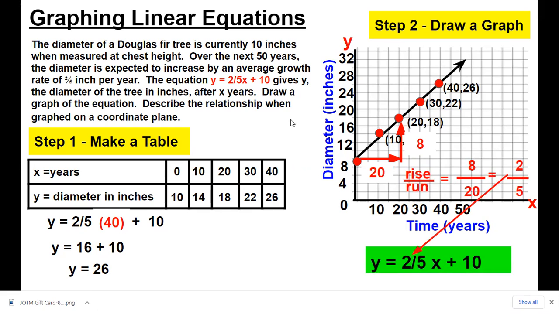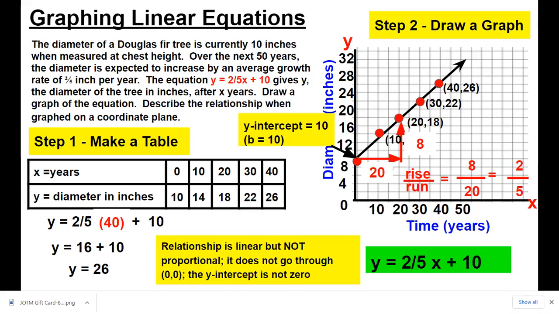Notice where the 2/5 comes from. And the y-intercept is equal to 10. It's not equal to 0, 0, is it? No, because it starts out at 10 inches. So there's your y-intercept in your equation. The relationship is linear but not proportional. It does not go through 0, 0. The y-intercept is not 0.